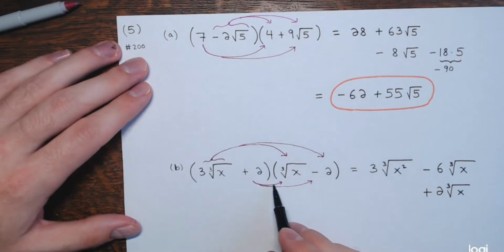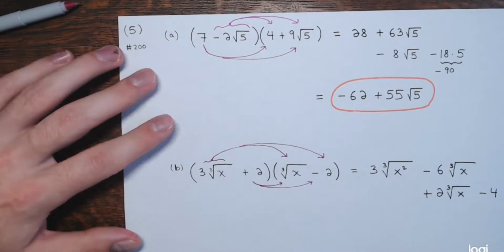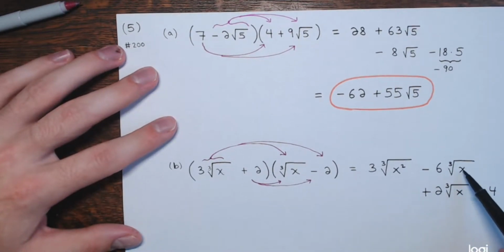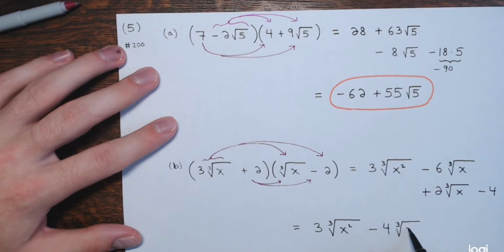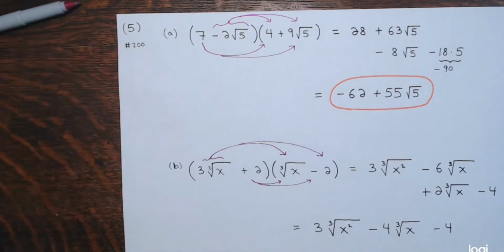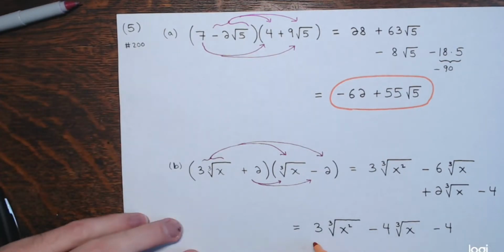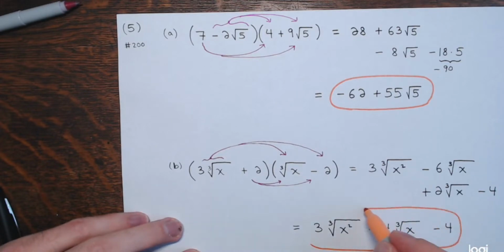And then positive 2 times negative 2 is negative 4. And the only terms that can be combined here are these like radical terms with the cube roots of x. So I end up with 3 times the cube root of x squared, and then negative 6 plus 2 times the cube root of x would be negative 4 times the cube root of x, and then minus 4 at the end. And again, none of these terms have like radicals, so none of them get combined. That's it.